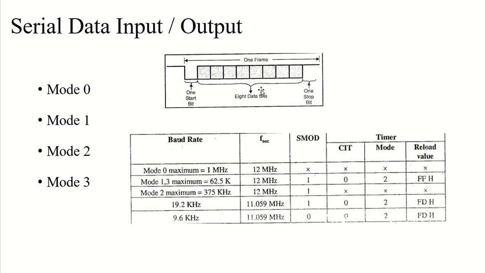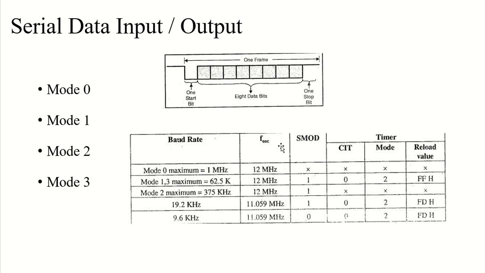Similarly for mode 1 and 3, the maximum frequency is 16.5 k. So the oscillation frequency is again 12 megahertz, and SMOD would be 1. And in timers we would have a reload value FFH, and mode would be 2, but C/T would still be 0. For mode 2, the maximum we would have is 375 kilohertz, oscillation frequency again 12 megahertz. We will have SMOD 1, and again the timer modes are all x or nothing.